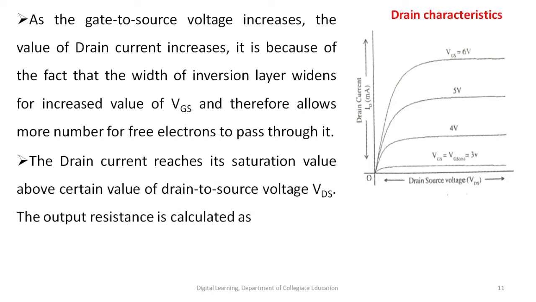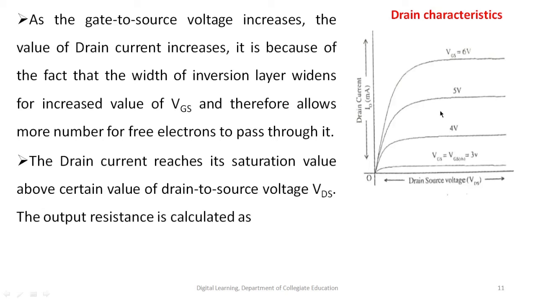The drain current reaches saturation value above certain value of drain to source voltage. So you can observe here, after reaching certain value of drain to source voltage, it reaches a saturation. It is not further increasing drastically, it becomes constant. So that means after certain value of drain to source voltage, the drain current reaches its saturation value.